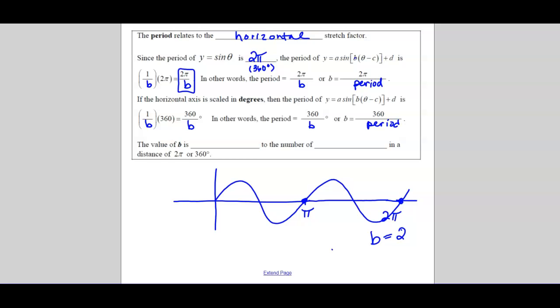So you could find the b value if you're given a graph. Just count up how many cycles you get in 2 pi. That's your b. Right? You don't even have to do any formula with that. Okay, if you're given a graph. So that's going to be helpful in some cases as well.